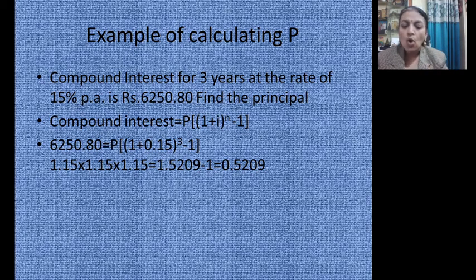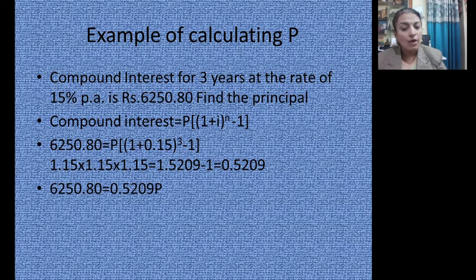Now 1 plus 0.15 means it becomes 1.15. So make it 3 times, 1.15 into 1.15 into 1.15. You will get 1.5209. Then minus 1. So 1.5209 minus 1 means 1 and 1 will go off, and 0.5209 will be left out.